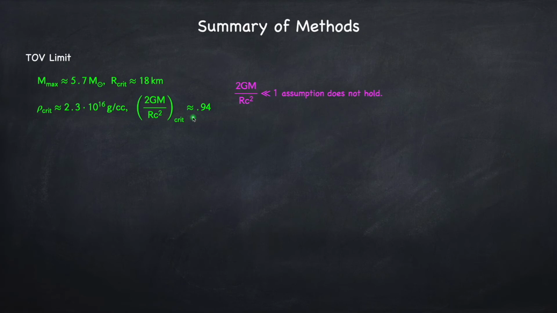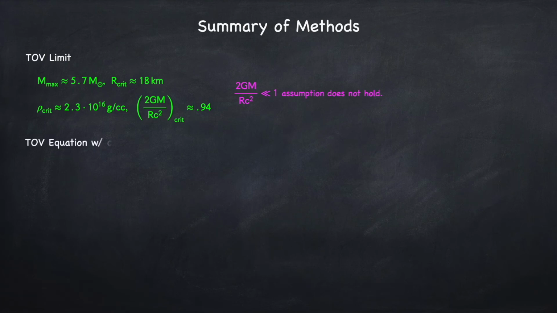Another problem that I didn't mention with this method is that it assumes a hyperrelativistic equation of state. And probably the neutrons in a neutron star are not hyperrelativistic. They're probably mildly relativistic, meaning that the relativistic parameter when looking at degenerate matter is probably somewhere around 1.